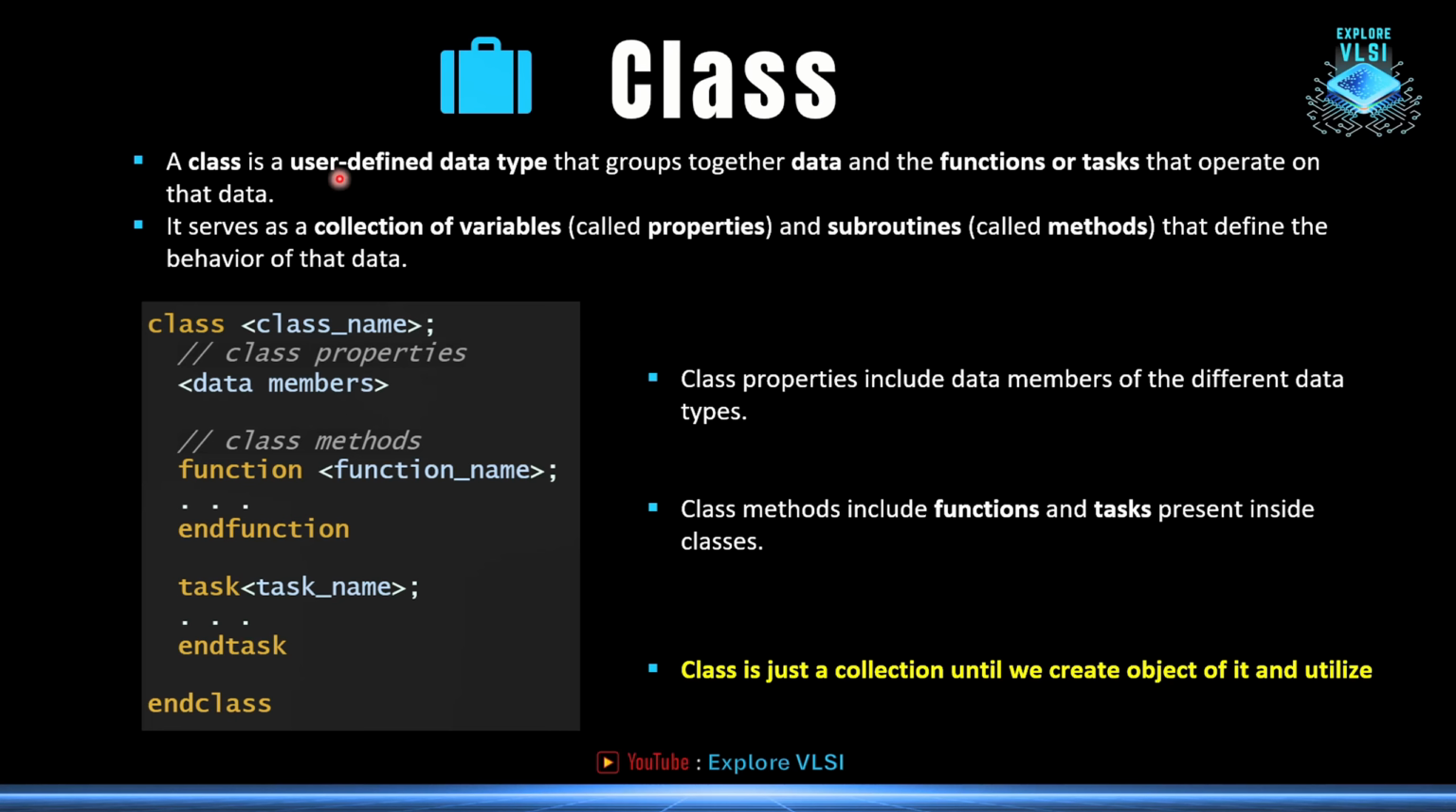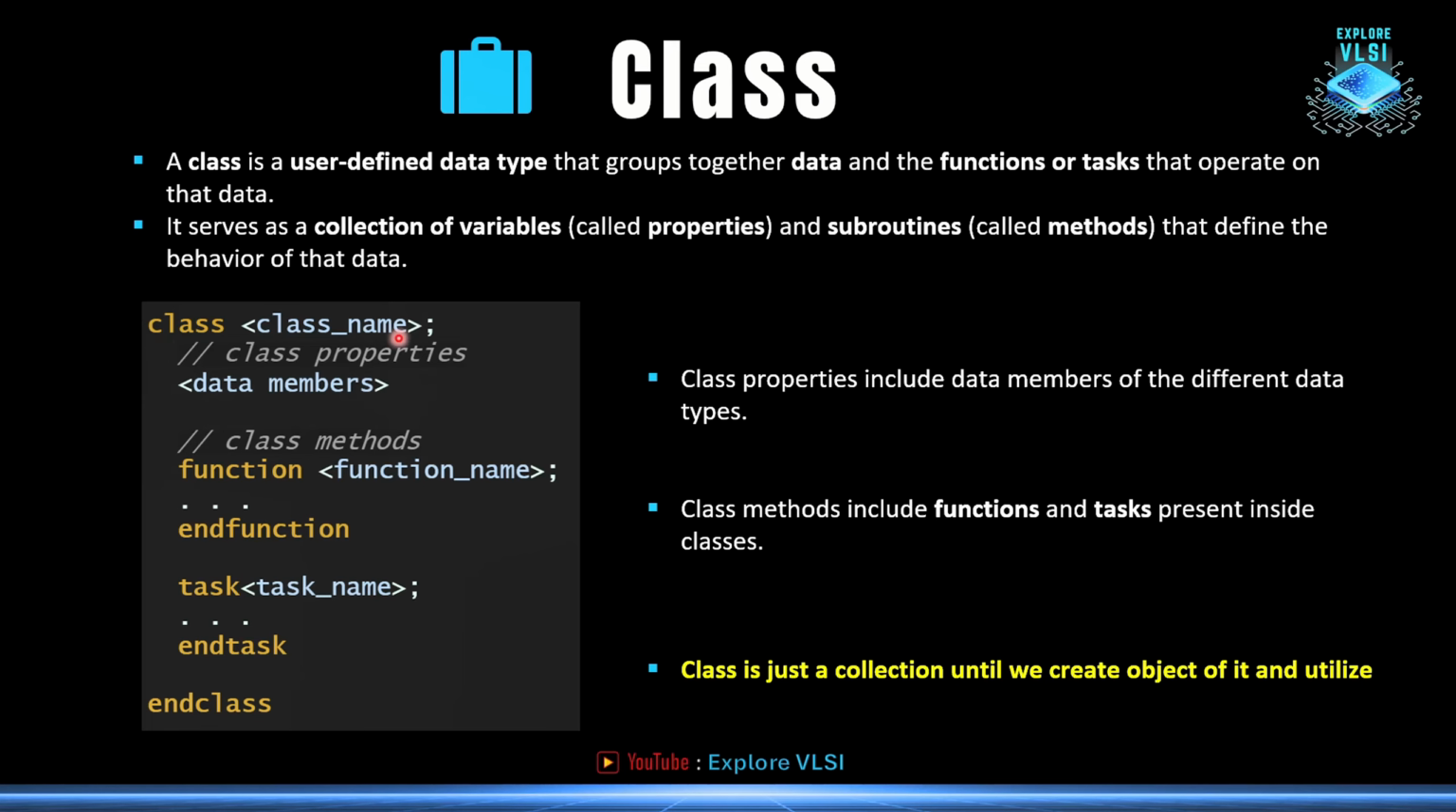Class is just a user-defined data type. It groups together the data and functions or tasks that operate on this data. It means class is a collection of variables called properties and subroutines called methods that define the behavior of the data. If you look at the basic syntax of a class, it looks like this.